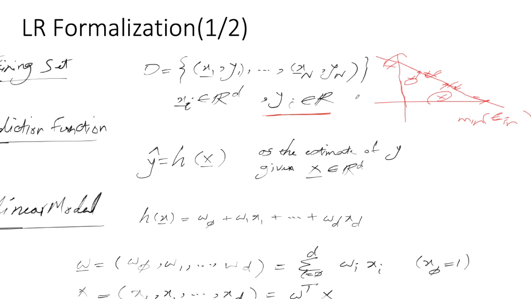The x vector is from x0, x1 up to xd, and that was the transpose. As you knew, our artificial coordinate has x0 equal to 1, so we can simplify it at the end. This is the sum over i equal to 0 up to d of wi xi. Okay?